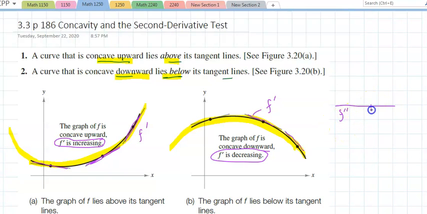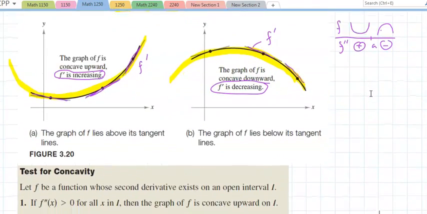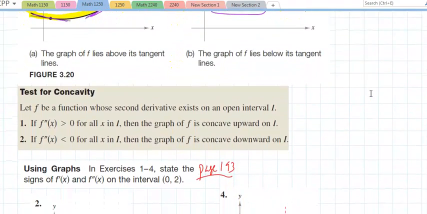If the second derivative is positive, we say the function itself is concaving up. And if the second derivative is negative, to the right of a, we say the curve is concaving down. And if we go from concaving up to concaving down, or down to up, we call that an inflection point, that's coming up. So the test for concavity is pretty much what I just said. If the second derivative is positive, the curve is concaving up. If the second derivative is negative, the curve is concaving down.